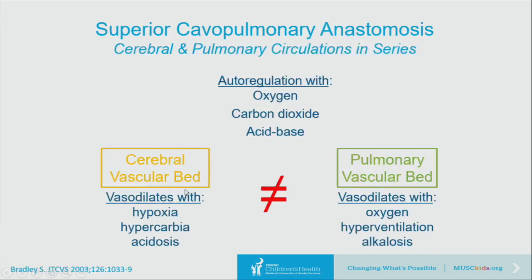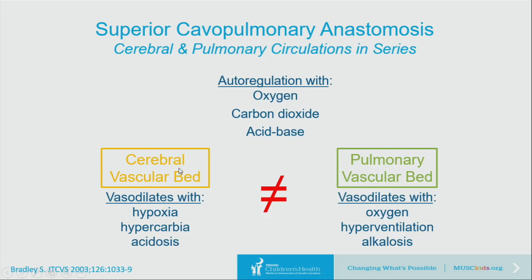And again, if it's not obvious after your non-invasive testing, you need to start thinking about a CT or a cardiac cath. Now, the physiology of patients with a Glenn is interesting in that the cerebral and pulmonary circulations run in series together, right? The cerebral vascular bed and the pulmonary vascular bed are both autoregulated by oxygen, carbon dioxide, and pH, but they go in the opposite direction of each other. So the question is which one dominates?